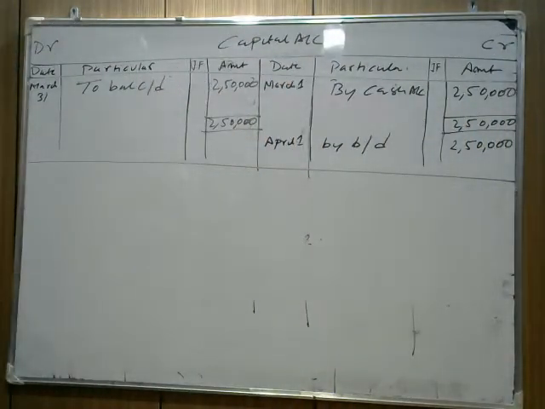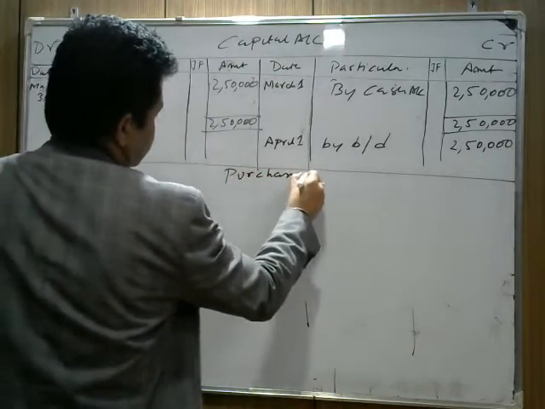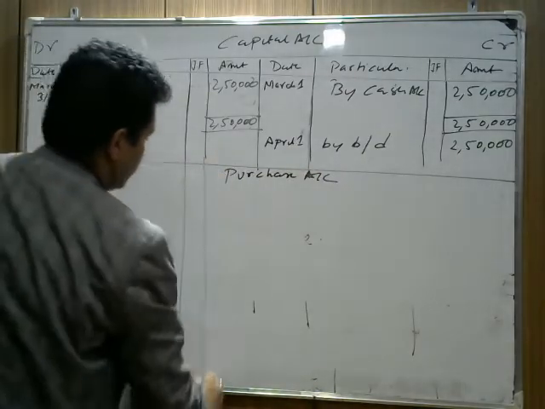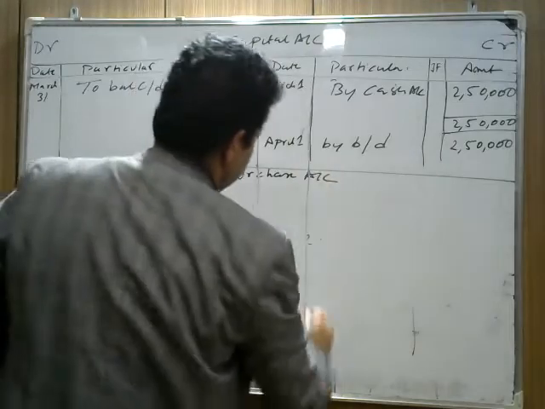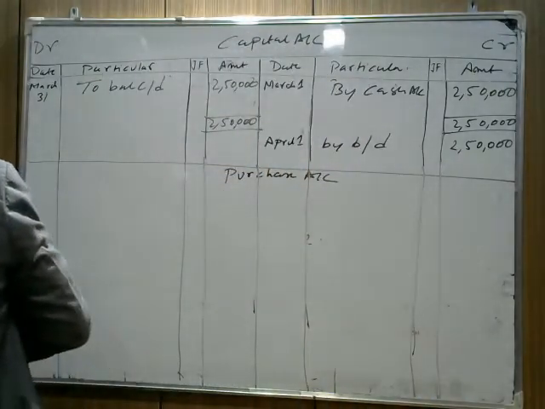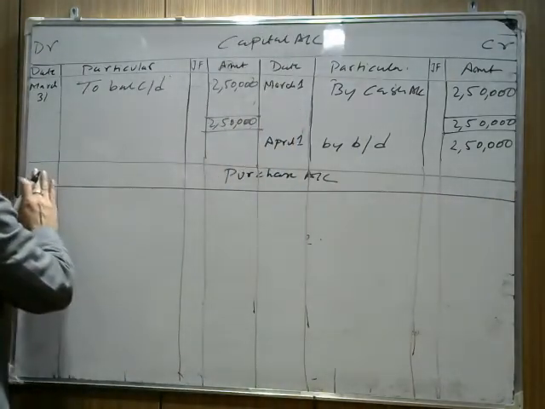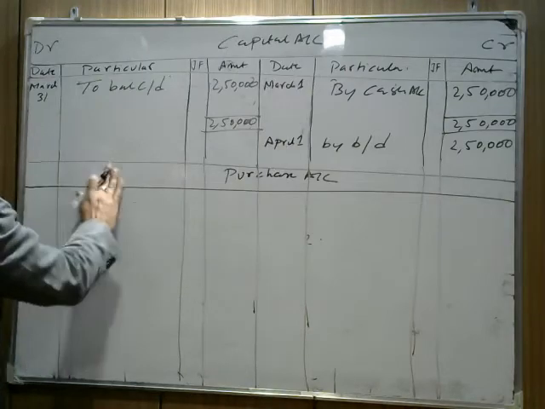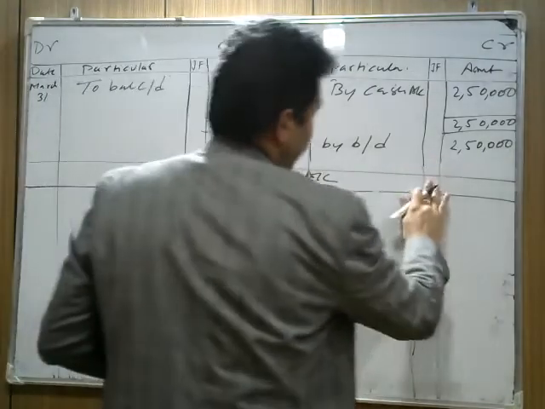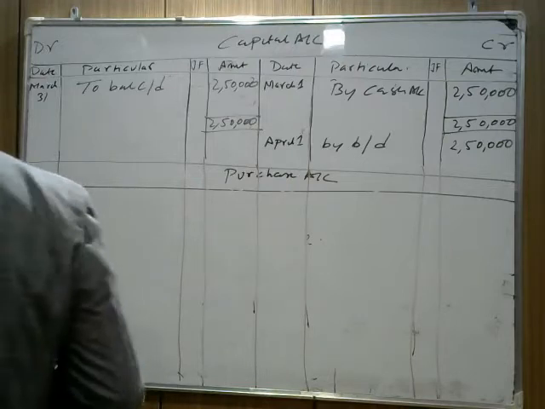Next we prepare purchase account. We are preparing purchase account. So simply follow the rule, the same thing. The same will be applicable here also. I know what we have to write in that. You know that this is date, particulars, JF, amount, date, particulars, general folio, amount. I'm not writing it here in order to save our time. So the first thing is purchase account.